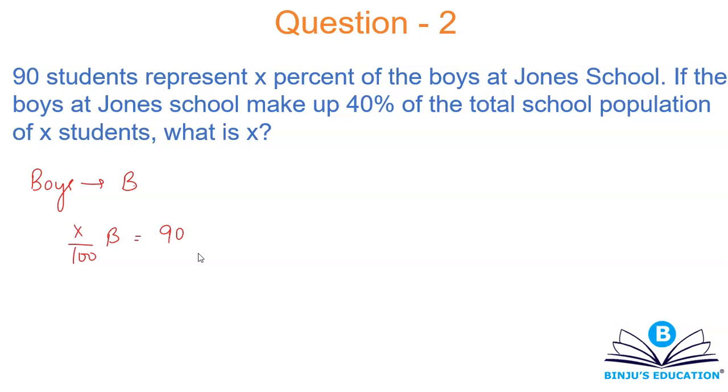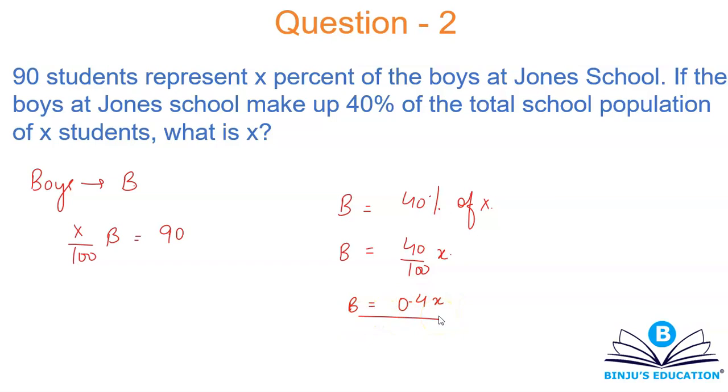If the boys at Jones School make up 40% of the total population of X students. Now boys, which is B, is equal to 40% of the total population, that is 40% of X. So B is equal to 40 by 100 into X, or you can say that B is equal to 0.4x.